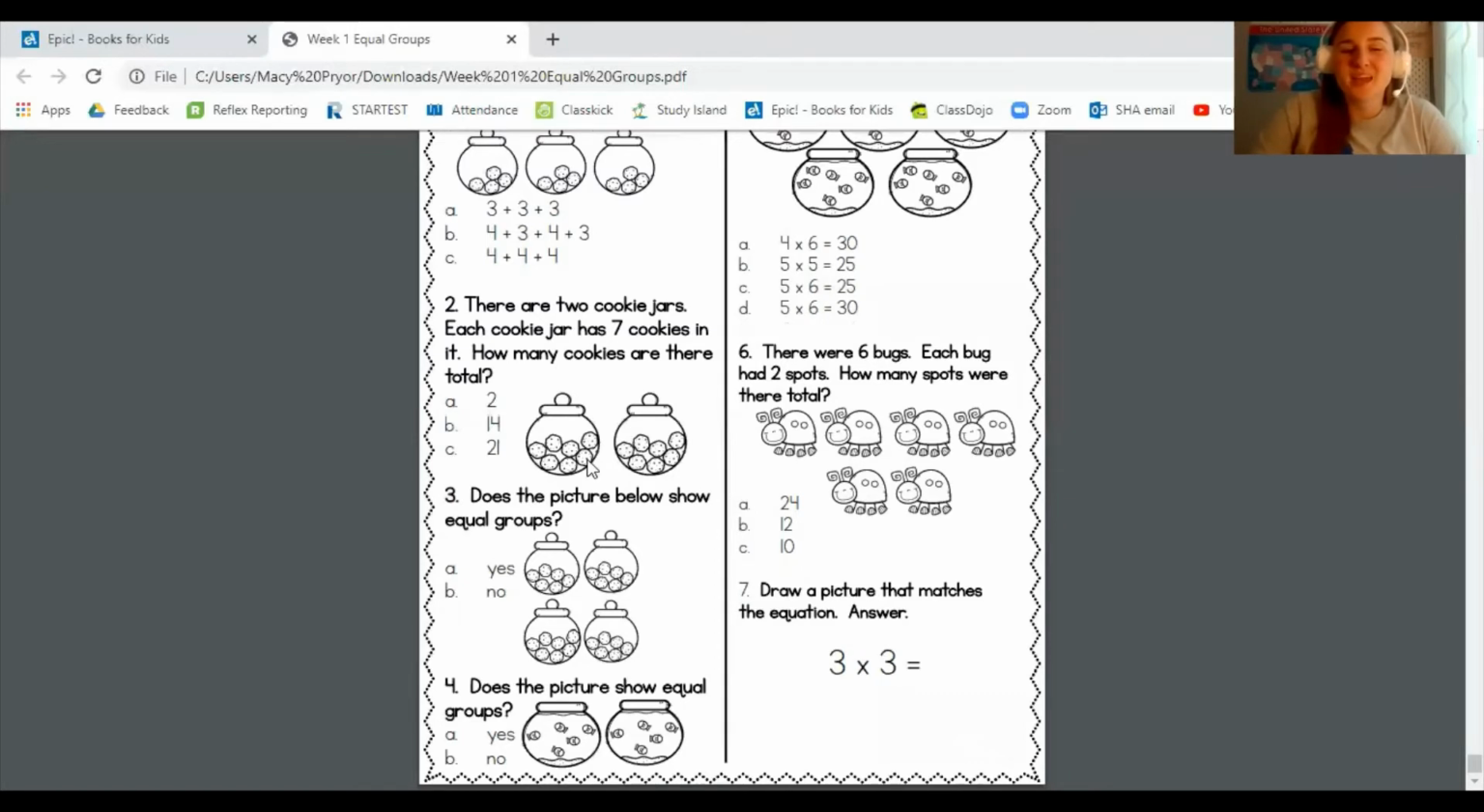Awesome. Okay, number 3 is a really interesting question. It said, does the picture below show equal groups? So we need to make sure that each cookie jar has an equal amount of cookies. So I can see that this one has 6, this one has 6, this one has 6, but this one has 7. So this is not equal groups, and this is not an example of multiplication. Number 4 also said, does this picture show equal groups? We have 5 here and 5 here, so the answer would be yes.